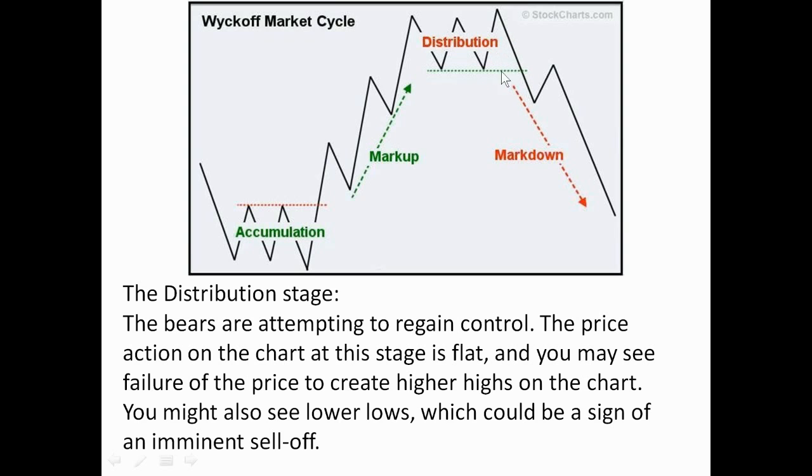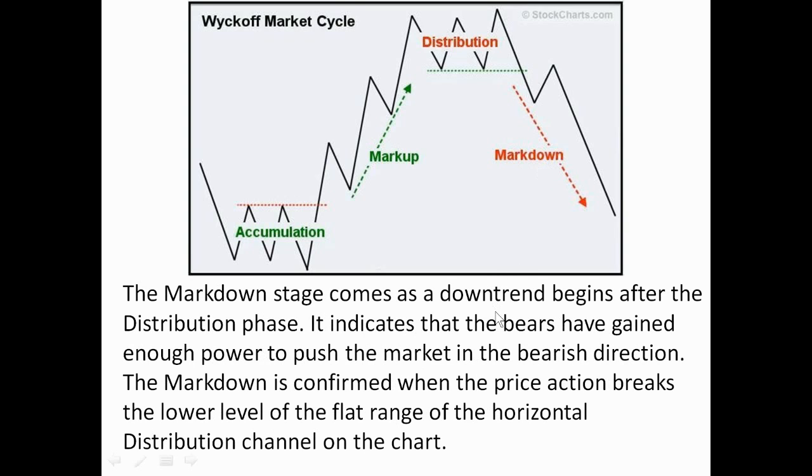And when it breaks down through that choppy distribution range there, you start seeing those lower highs, lower lows. Then you're in the last phase, the markdown phase. It comes as a downtrend, begins after the distribution phase, and indicates that the bears have gained enough power to push the market in the bearish direction. Markdown is confirmed when the price action breaks down through the lower level of that distribution choppy range. The flat range of the horizontal distribution channel on the chart breaks down through it. That's confirming it, and then you get those lower highs, lower lows oftentimes.